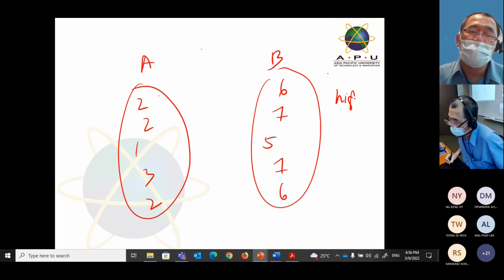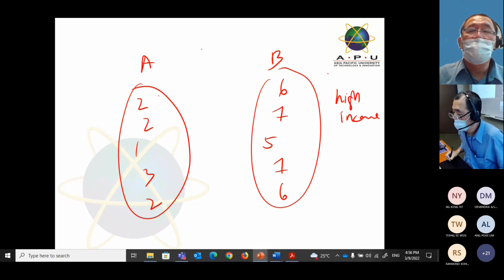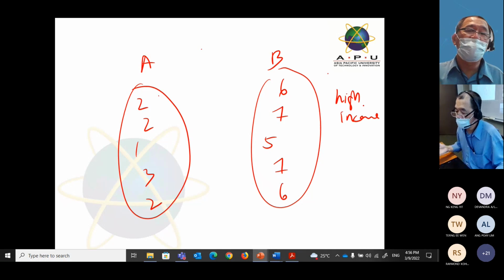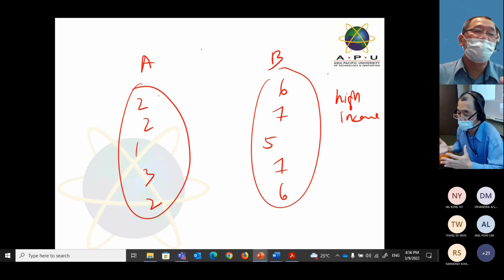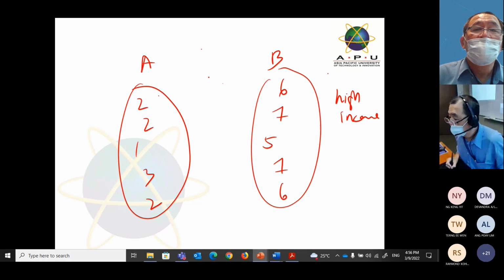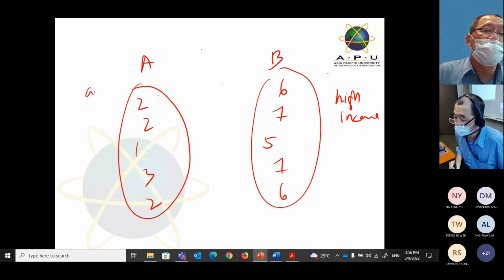Maybe here is considered high income. They want good food, they want good atmosphere. Normally that means a high class restaurant in general, right? So this one maybe average income.